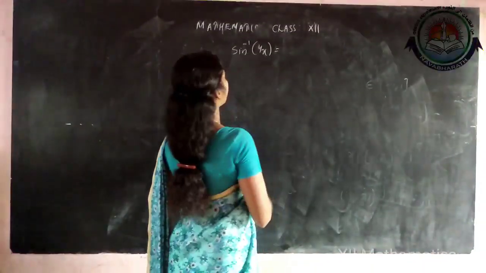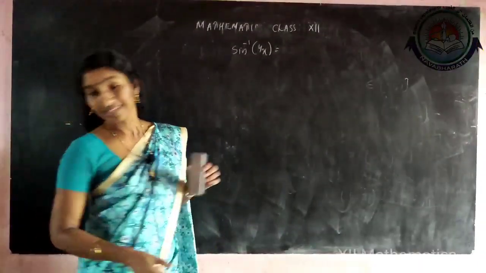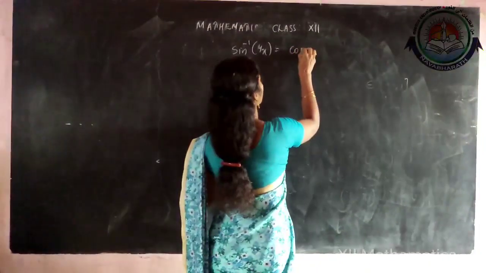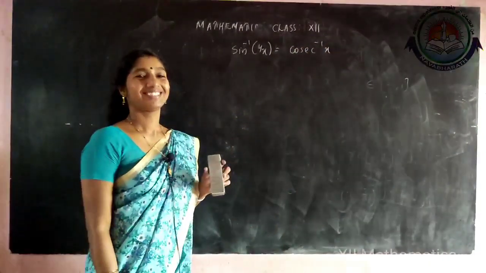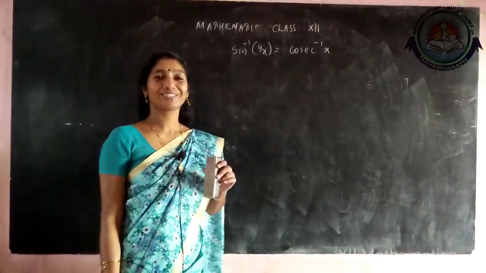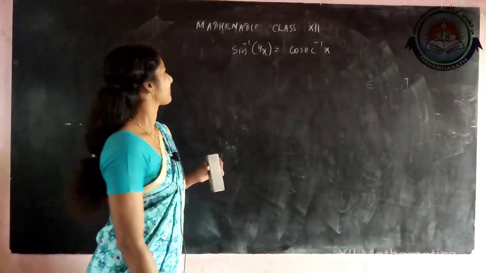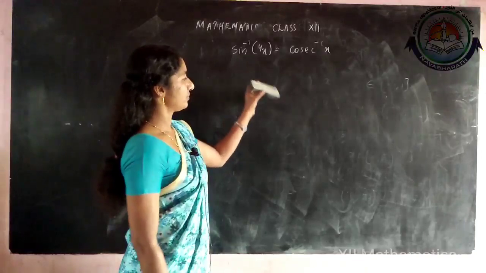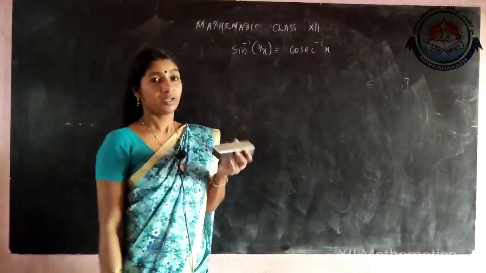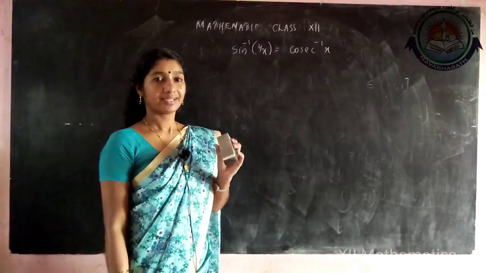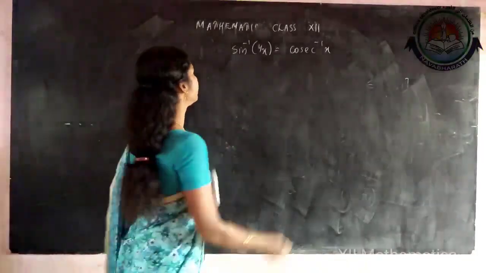Sin inverse of 1 by x is equal to cosec inverse of x. We can give the proof, only for this one I am giving the proof. Proof is not required actually, but we need to know how it came. That is why only this one I am giving the proof.